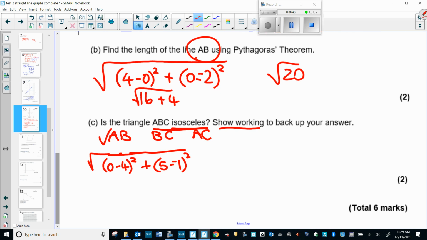Right. So 0 take away 4, and then when you square it, that's going to give you positive 16. Good, positive 16, and then 5 take away negative 1 becomes plus, so 6, and 6 squared is 36. Good, and 16 plus 36 is 52. Good mental maths. Okay, so that's BC. Now we're going to find AC.